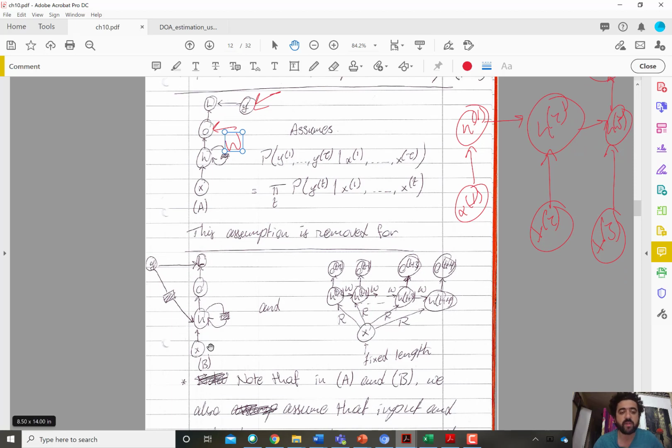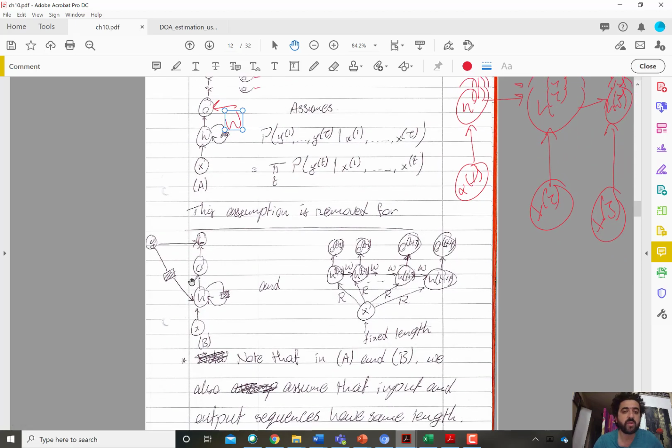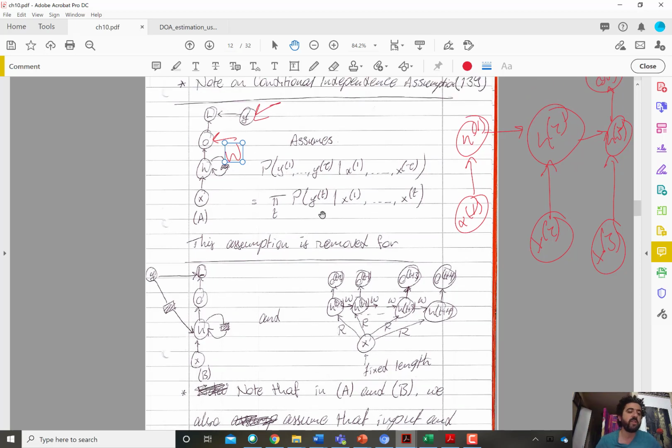How about this network? If I add to this network a connection of output to hidden, and I use teacher forcing in training so that the output to hidden is replaced by a target label to hidden. So y of 1 is connected to h of 2, y of 2 is connected to h of 3, y of 3 is connected to h of 4, right? Then I completely removed the conditional independence assumption, right?